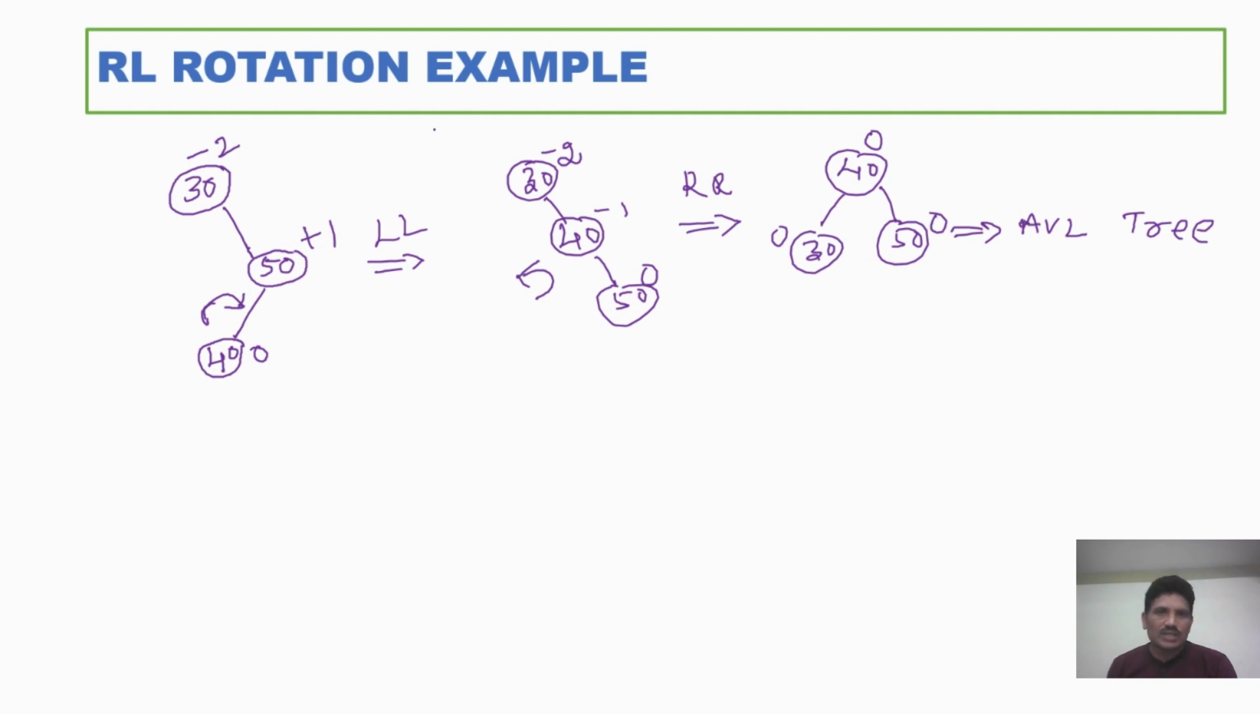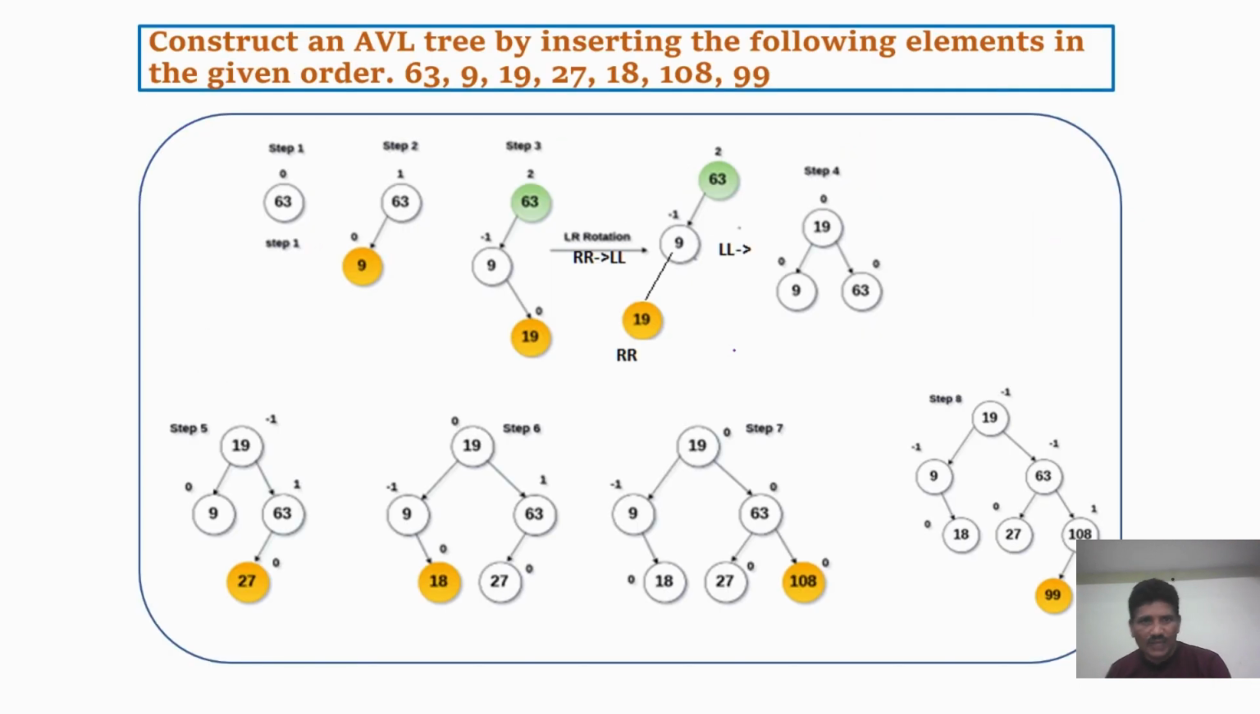Yes or no? How many rotations are required over here? This is the first rotation. This is the second rotation. We should perform the LL rotation first, then we need to perform the RR rotation next. This way we can use any one of the rotations and make it balanced. That's why it is called a balanced binary search tree. Then I move to the next example.